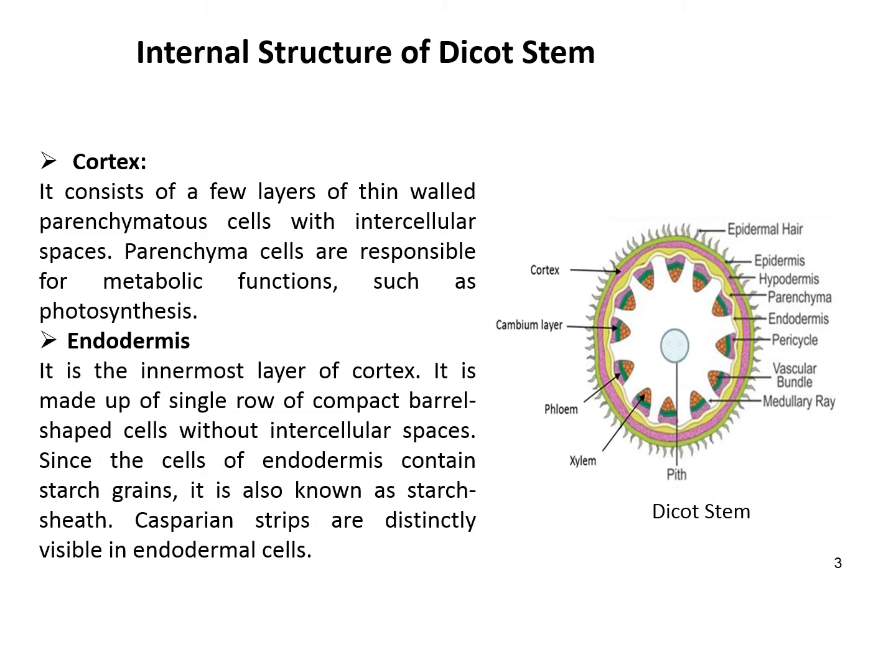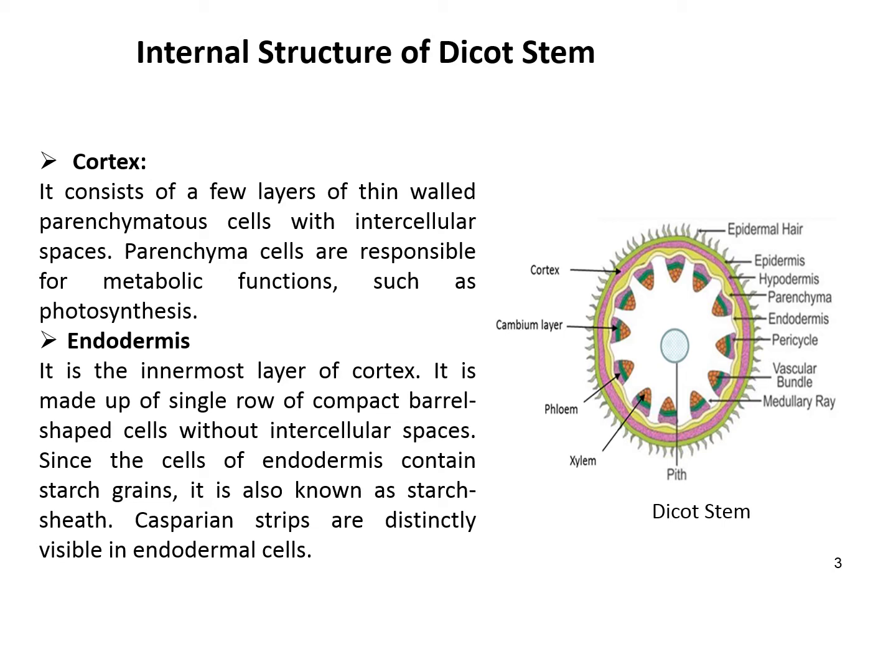Next is cortex. It is made up of large thin walled parenchymatous cells with intercellular spaces. So what are parenchyma cells? These cells are the most common plant cells. They are found in the stem as well as the whole plant body. Parenchyma cells are responsible for metabolic functions such as photosynthesis. They also help in repairing and healing of wounds. Cortex helps in conduction of water and food.